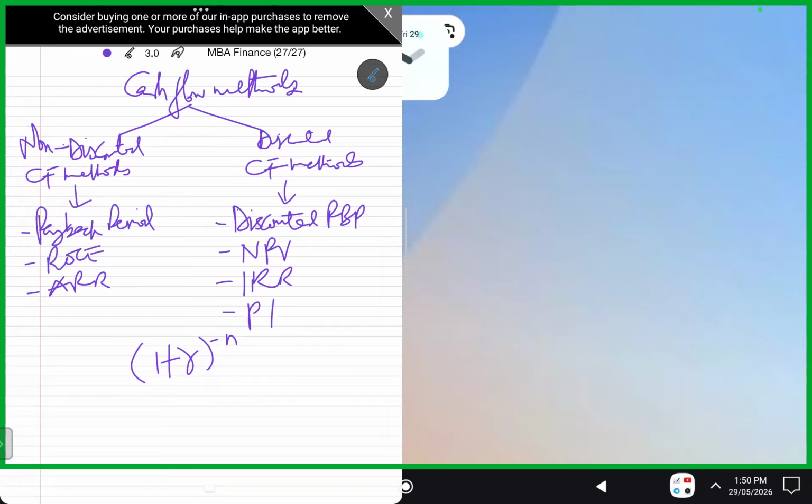Net present value. Immediately you hear present value, it means you're going to use a discount factor. IRR, internal rate of return, that one too, we will use the NPV. So that is why it is a discounted cash flow method. Then we have the profitability index, PI. PI also will use NPV. That is why they are all under the discounted cash flow methods. Are we good? Yeah.